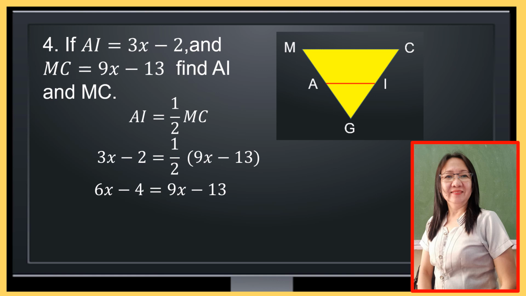Then combining similar terms by addition property of equality, we have 6x minus 9x, which is equal to negative 3x, and negative 13 plus 4 is negative 9. By dividing both sides by negative 3, we will get x is equal to 3.